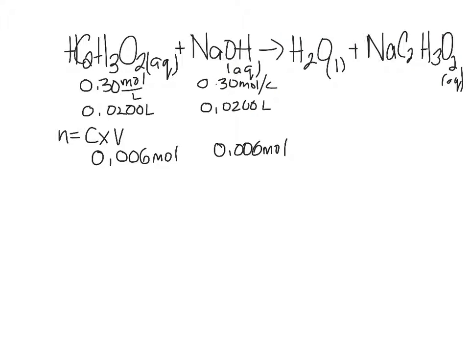If I only add 20 mils of sodium hydroxide, I have used up all of my acetic acid. It's not there anymore, correct? I don't add an excess amount of sodium hydroxide, so I've used up all my moles of my base. Water, we never concern ourselves with water. So we've used up all of our acid, all of our base. We're not concerned with the water, but we do have some sodium acetate.